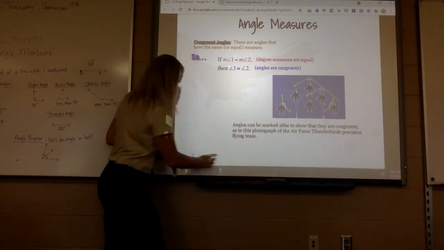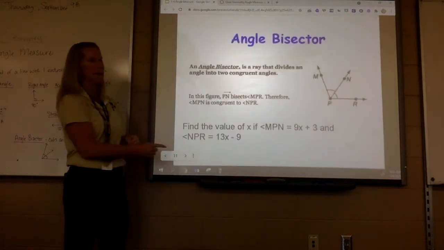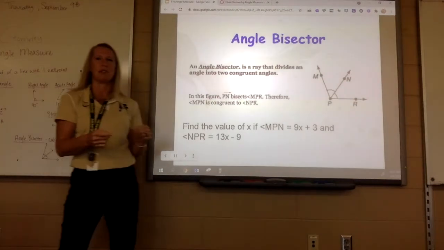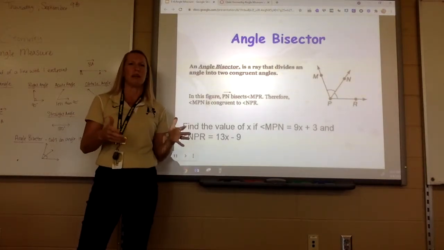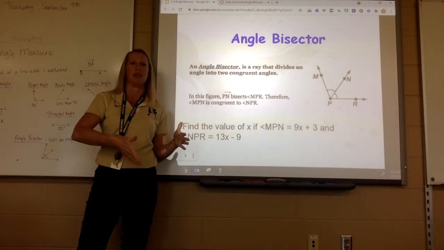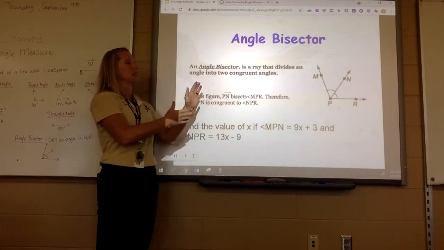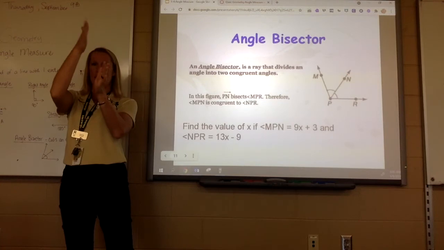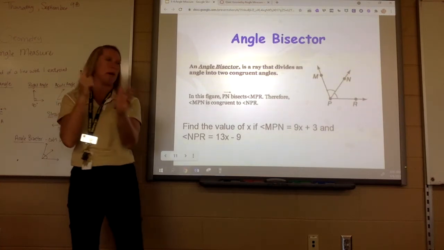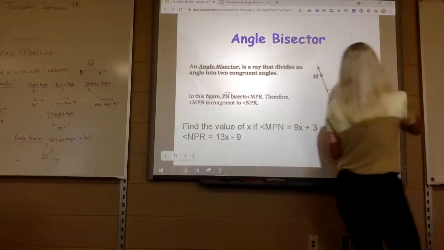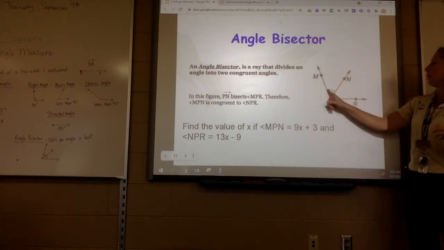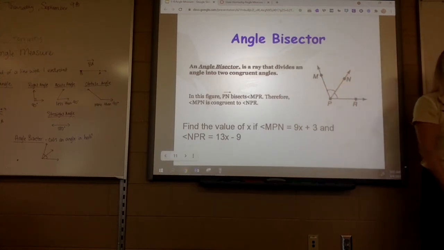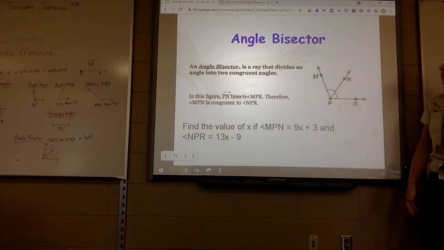Last but not least, we're going to talk about the word bisect. Bisect sounds kind of like dissect, doesn't it? If you dissect something, you cut it open. So when you bisect it, you're going to cut it directly in half. So that's what I remember when I think of bisect. So this PN bisects angle MPR. That means it cuts it in half. It goes right through the middle.